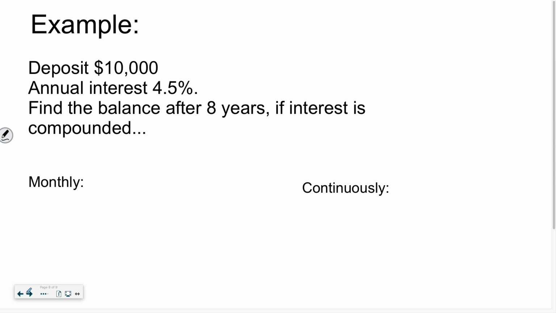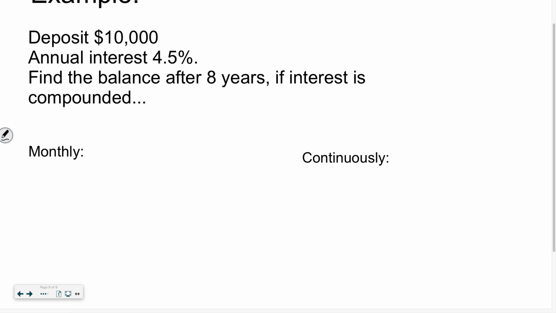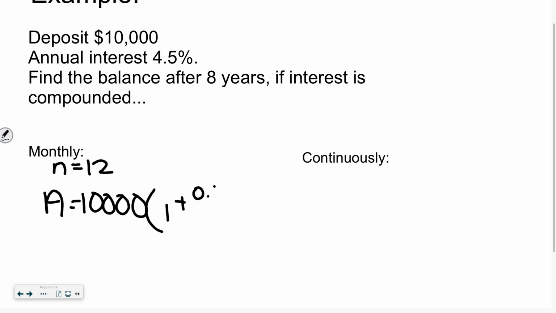And again, you'll just have to pay attention to directions. What does it say about compounding? Monthly and continuously. If it says monthly, then I'm going to use my old formula. A equals P times (1 plus r over n) to the nt. Amount equals $10,000. You practice this on your homework. Times 1 plus 0.045. Don't forget to change it to a decimal. Divided by 12. Raised to the 12 times 8, which is 96.